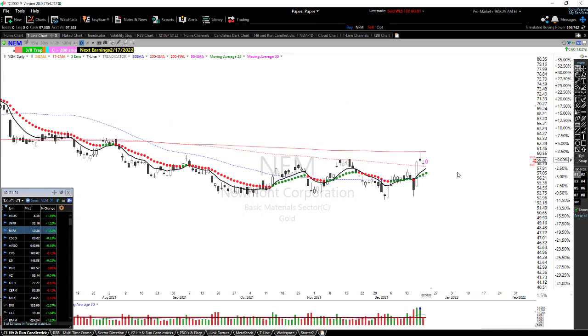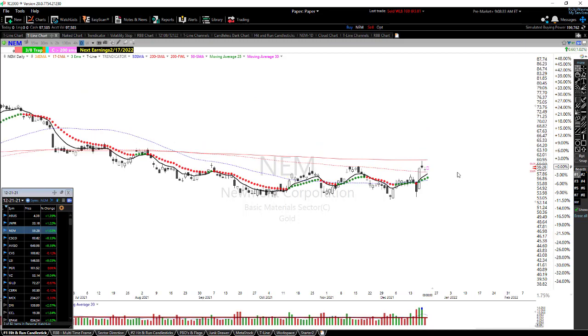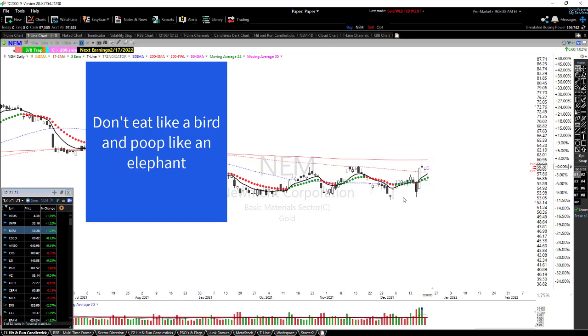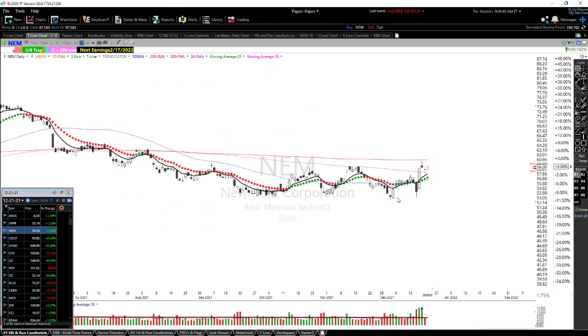NEM, I've had this on the watch list several times over the past few days. I see no reason not to keep it on that watch list. Looks to me like we have a nice bottom turning here. I could call this a higher low, higher high. I could call this a double bottom in here. Yeah, I'm going to call that a double bottom.